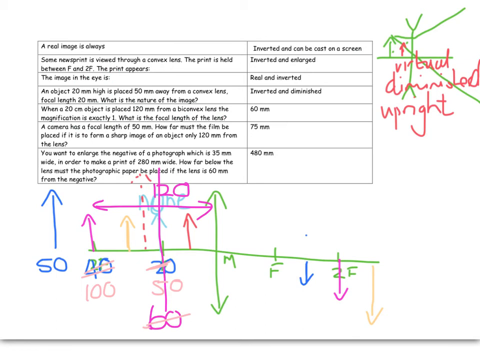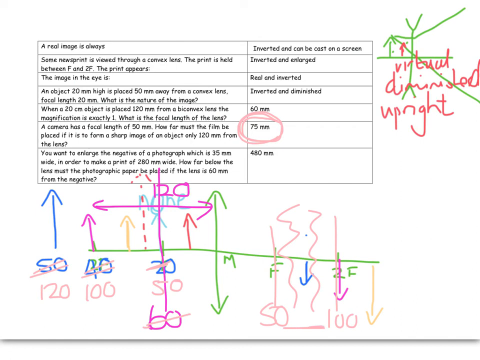And how far must the film be placed if it is to form a sharp image, and my object has been placed 120 millimeters away? So it's beyond 2F, which means this would be 50, and this would be 100. I would have to put my film somewhere between 50 and 100. The only option that was viable there was 75. They gave you 4 answers. One I think was 50, one was probably 100, one was probably 120, and the other one was 75. So there was only one answer that was between 50 and 100.